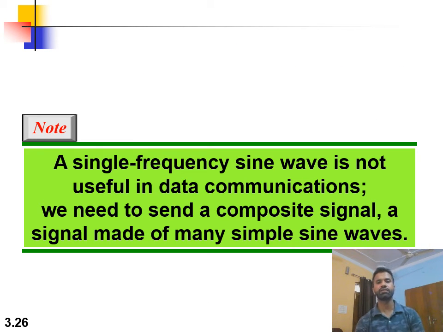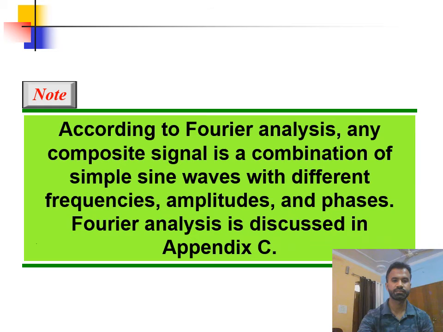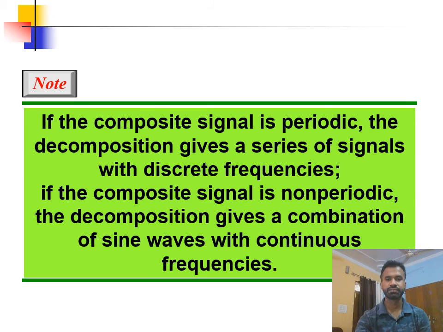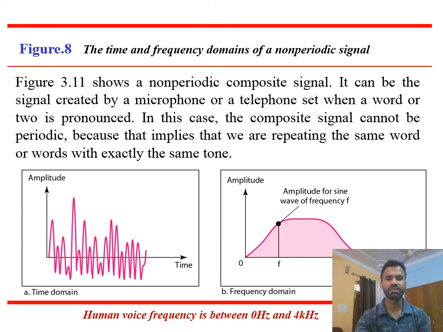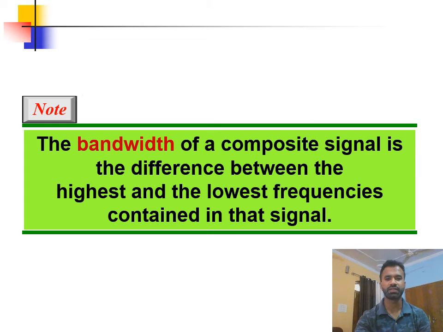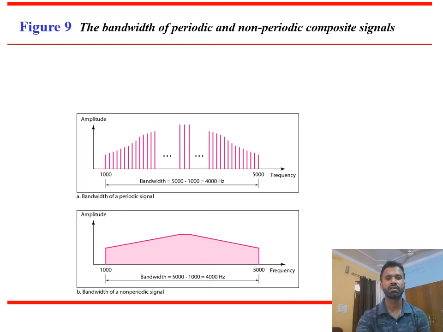Obviously, a single frequency sine wave is not useful in data communication. We need to send a composite signal, a signal made of many simple sine waves. Now, there is a thing called the Fourier transform, which is generally used to transform any signal given in the time domain into the frequency domain. Now you can see the time and frequency domain of a non-periodic signal. The bandwidth of a composite signal is the difference between the highest and the lowest frequencies.